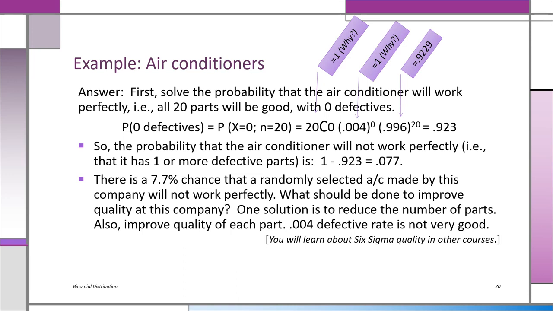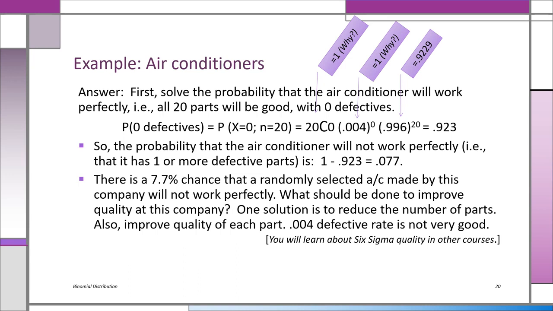Let's try to use a different approach. Let's first solve for the problem of what is the probability that it works perfectly, and what does working perfectly mean? If something consists of 20 parts, it means you have 20 parts, all 20 are good, and 0 defectives. So that would be the solution for a perfect air conditioner. 20 parts, 0 defectives.